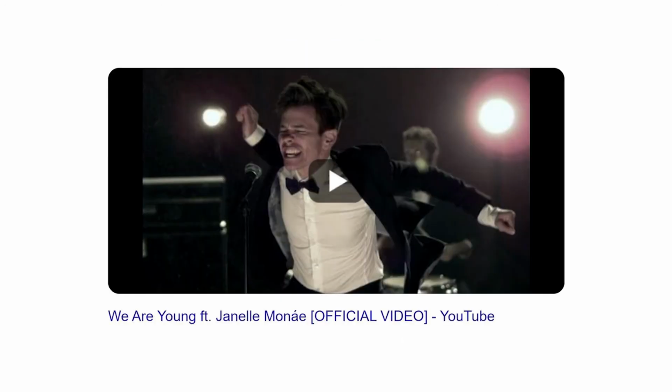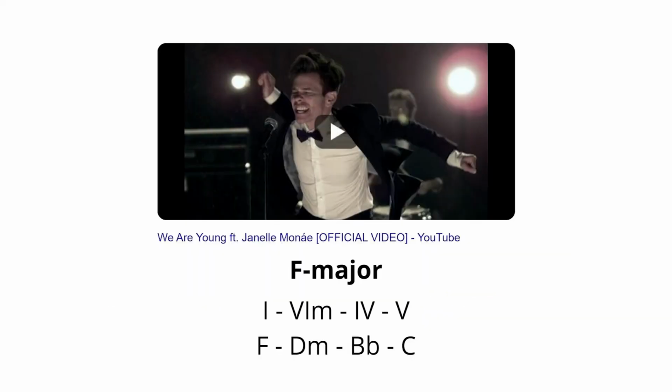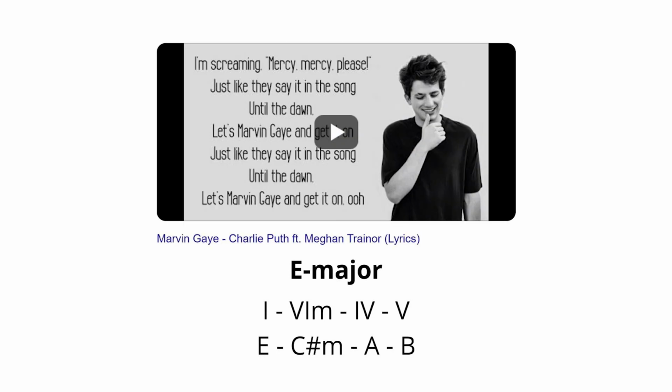Another example is the song We Are Young by the band Fun. Different parts of this song use different chord progressions, and they use the doo-wop chord progression only in the chorus of this song. This song is in the key of F major. The next example is the song Marvin Gaye by Charlie Puth. This song is in the key of E major. Notice that the song and the music video have a very nostalgic feeling, so maybe the classic chord progression also helps to create this mood.